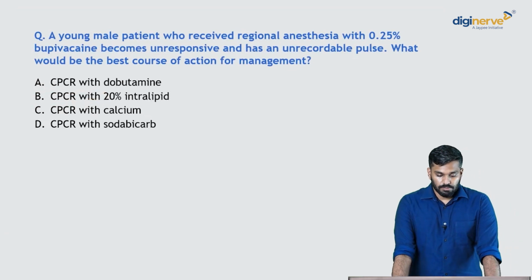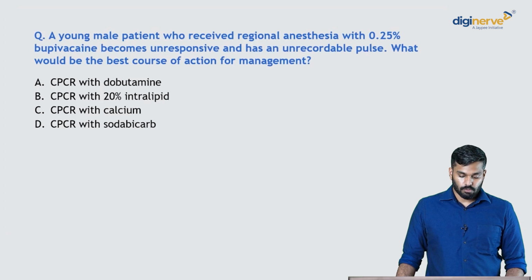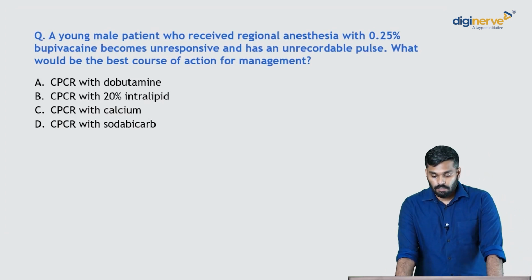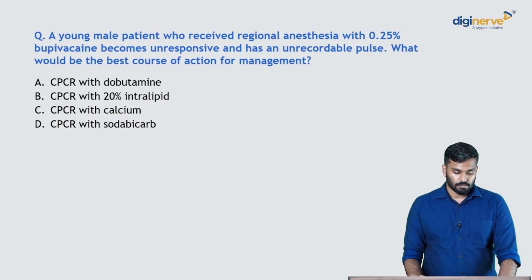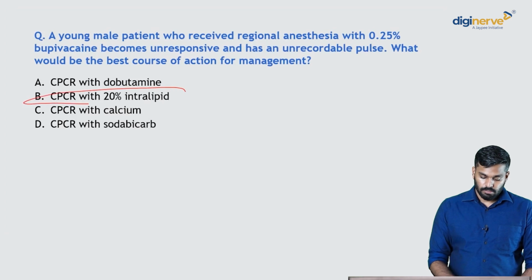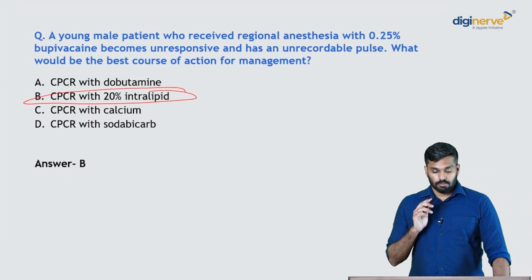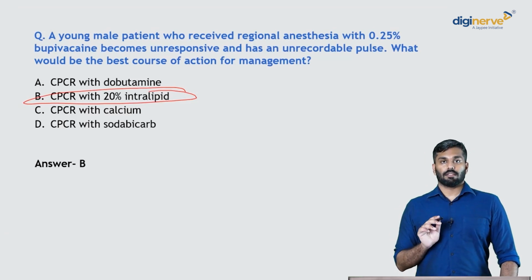A young male patient who received regional anesthesia with 0.25% bupivacaine becomes unresponsive and has an unrecordable pulse. What would be the best course of action for the patient? Unresponsive and unrecordable pulse means mostly local anesthetic systemic toxicity has set in, and these patients will require CPR with 20% intralipid. Yes, true. Now this is something that you have to remember, the drugs while giving regional blocks.